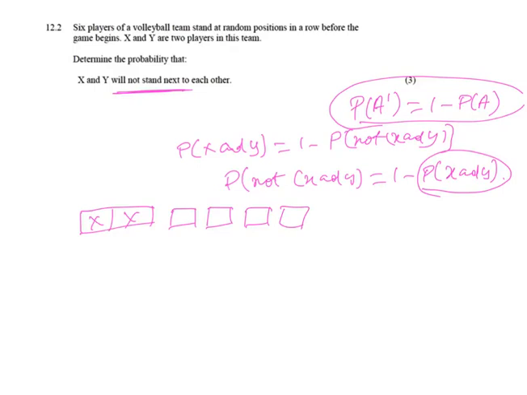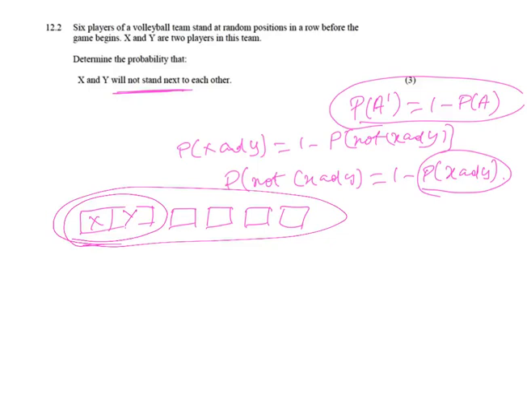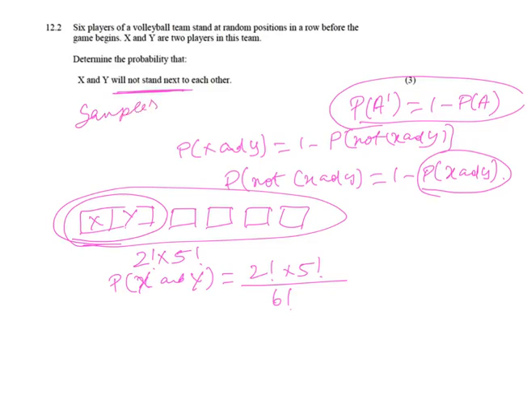If X and Y have to be together, I can take them as one unit. Therefore, I have 5 factorial ways, and X and Y can themselves be arranged in 2 factorial ways. So the probability of X and Y together will be 2 factorial times 5 factorial divided by the sample space. I forgot to write about the sample space: it is 6 factorial, because there are 6 players. So 2 factorial times 5 factorial divided by 6 factorial.